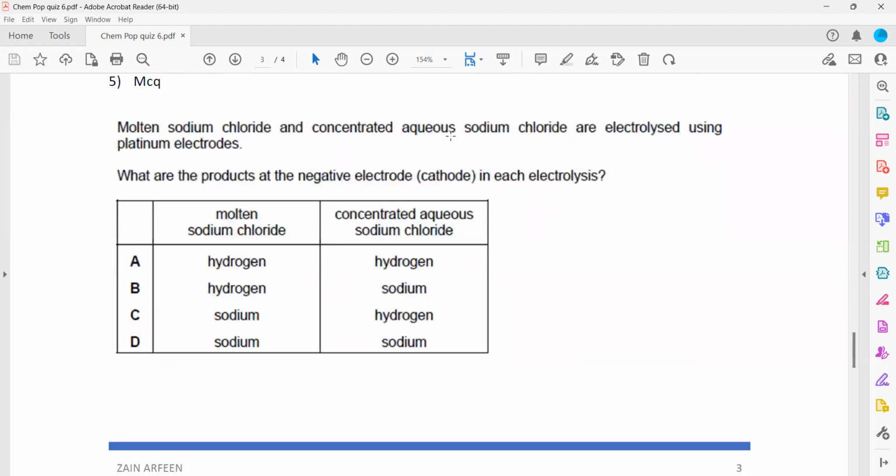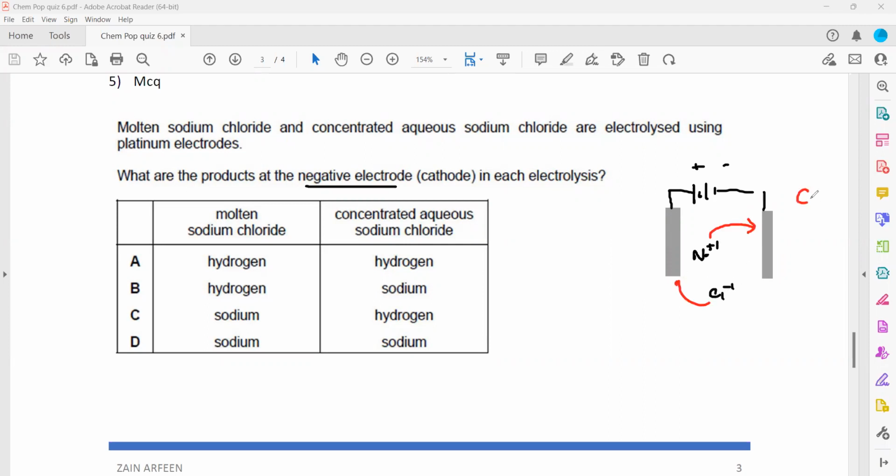Molten sodium chloride and concentrated aqueous sodium chloride are electrolysed using a platinum electrode. What are the products at the negative electrode, or cathode, in electrolysis? If you have molten sodium chloride, it contains sodium ions and chloride ions. So sodium ions are attracted towards the cathode. In this case, molten sodium chloride, there will be a formation of sodium.